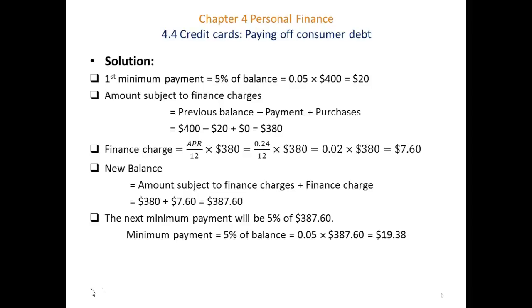The next minimum payment will be 5% of $387.60. The minimum payment equals 5% of the balance, which is equal to 0.05 times $387.60, which is equal to $19.38.